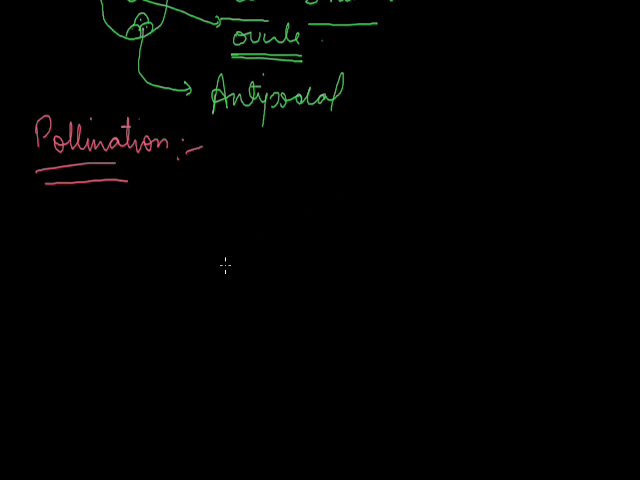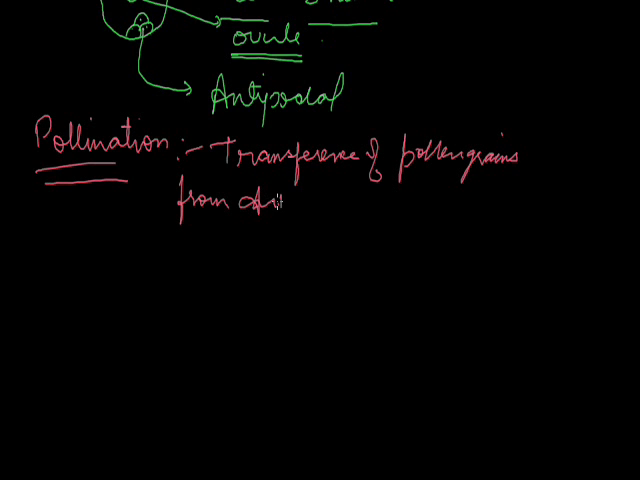Now the next condition is pollination. Pollination is the transference of pollen grains from anther to stigma. As we know, anthers produce the pollen grains, that is the microspores, and the stigma is present at the ovary. So it is present in the female reproductive part, and the anther in the male reproductive part. The male gametes or pollen grains produced here will transfer from this end to this end inside a flower, and that process is known as pollination.